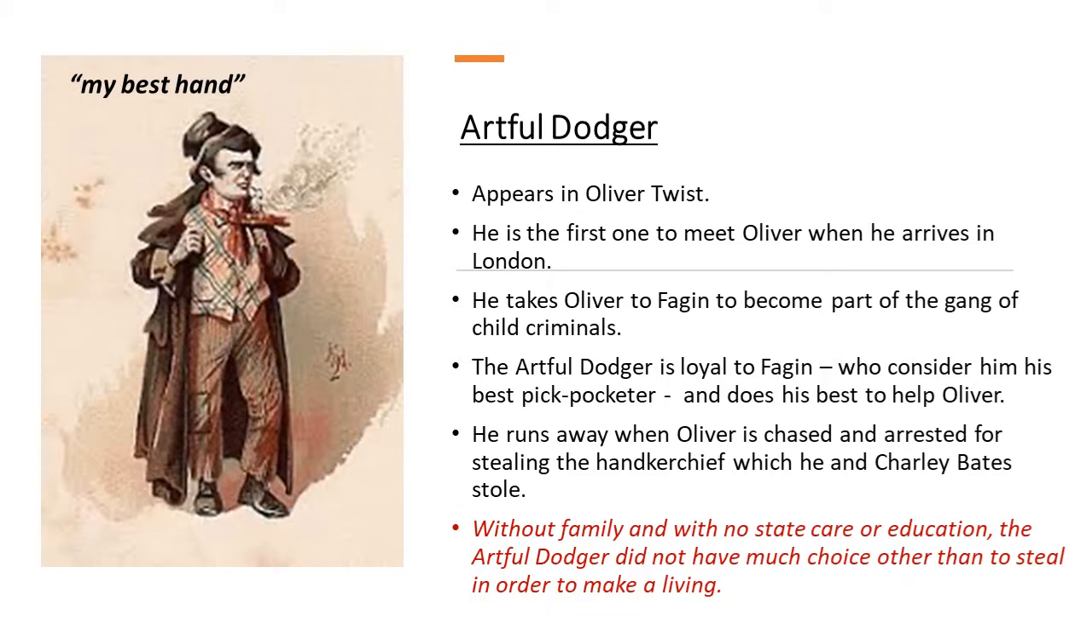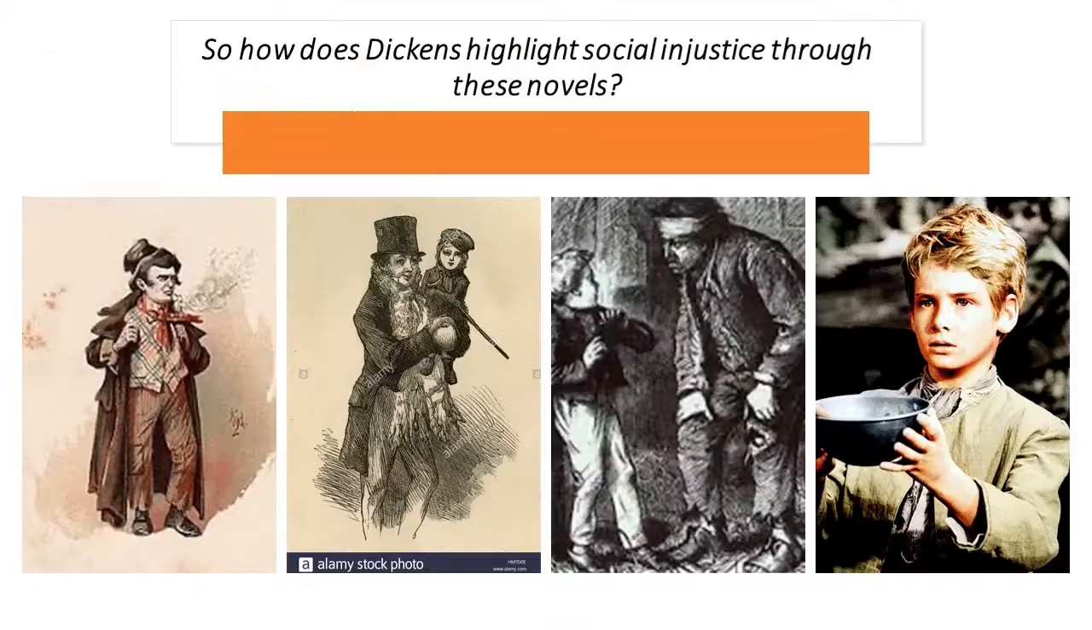Without family and with no state care or education, the Artful Dodger did not have much choice other than to steal in order to make a living. Again, pause the video to add what's on the slide to your own notes. So how does Dickens highlight social injustice through these novels?